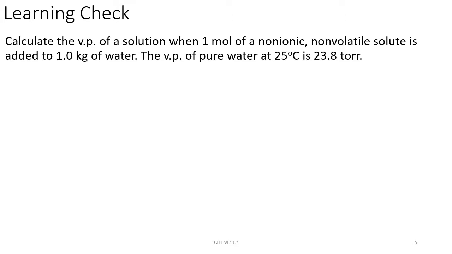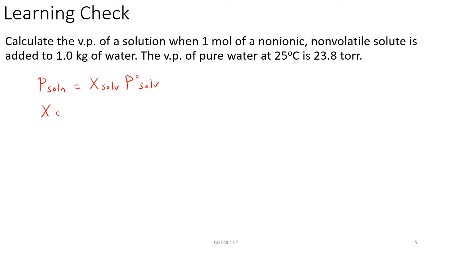Calculate the vapor pressure of a solution when 1 mole of a nonionic, non-volatile solute is added to 1 kilogram of water. The vapor pressure of pure water at 25 degrees Celsius is 23.8 torr. So this is going to be a Raoult's law problem. The vapor pressure of the new solution will equal the mole fraction of the solvent times the vapor pressure of the pure solvent.